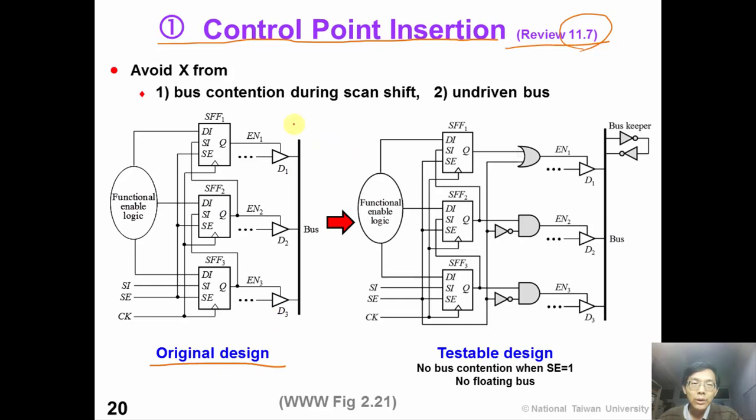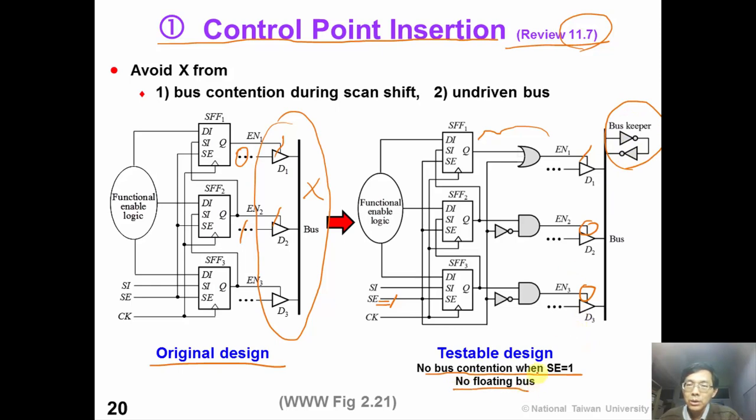Given this original design with a tri-state bus driven by three drivers, this design can have unknown if we have more than one driver driving different values. To avoid this problem, we can insert additional DFT logic so that when scan enable is equal to 1, there's only one driver D1 driving the bus, so we can avoid tri-state bus contention. We also insert this bus keeper, so the bus will not be floating. In this way, we can avoid an unknown output coming out from the bus.